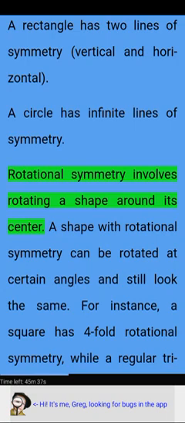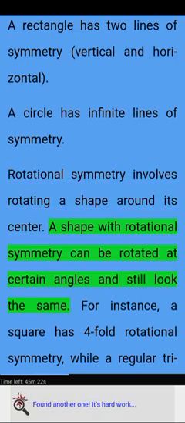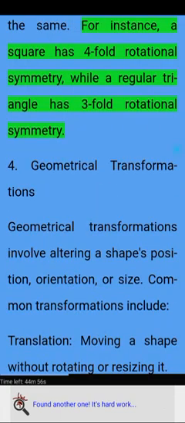Rotational symmetry involves rotating a shape around its center. A shape with rotational symmetry can be rotated at certain angles and still look the same. For instance, a square has 4-fold rotational symmetry, while a regular triangle has 3-fold rotational symmetry.